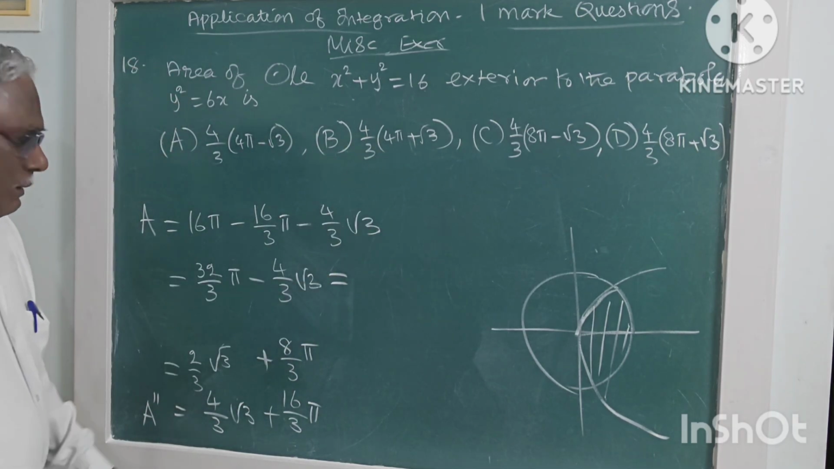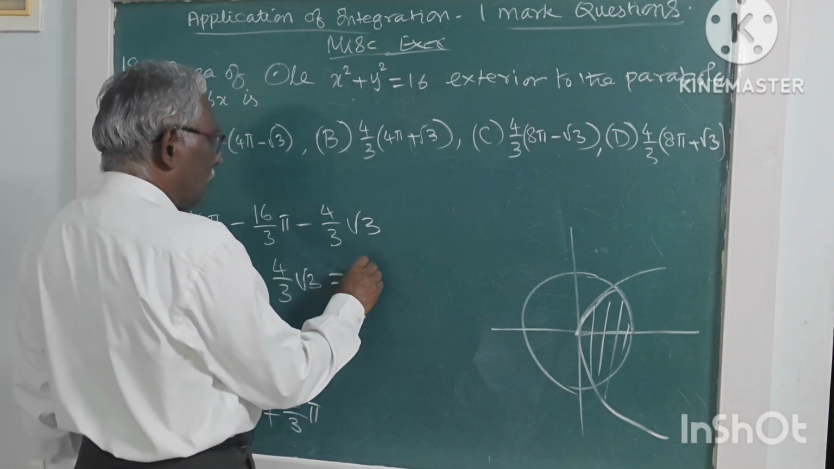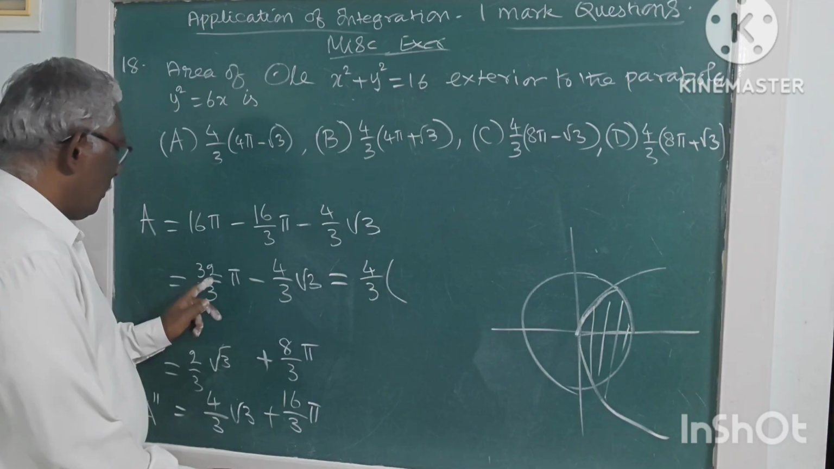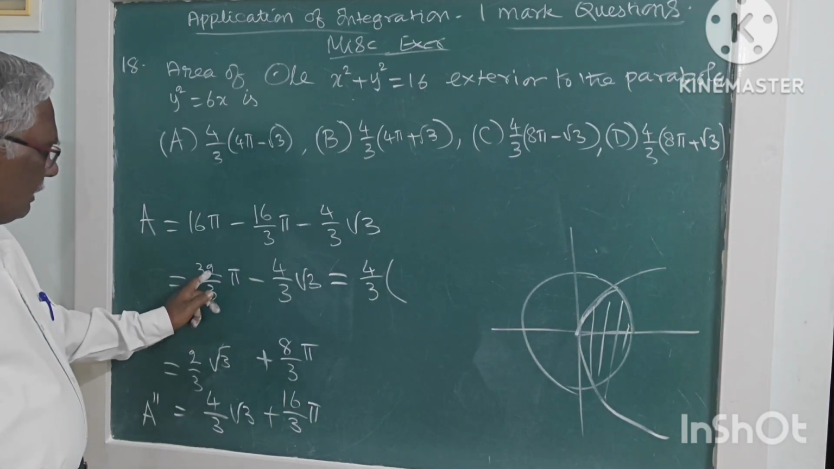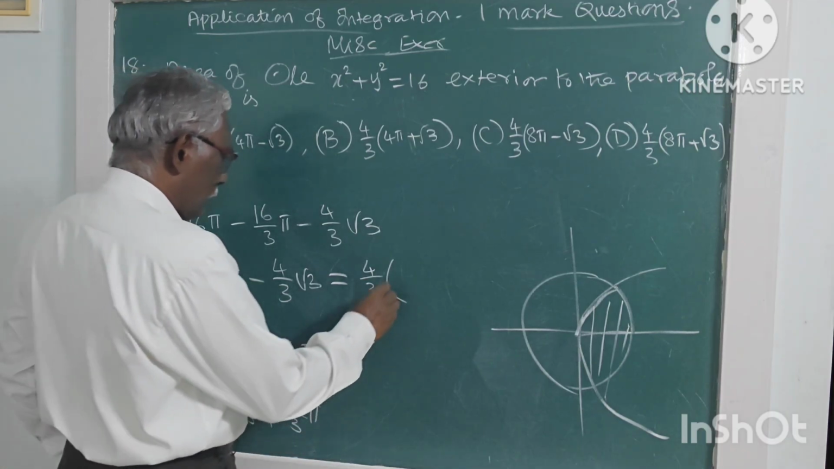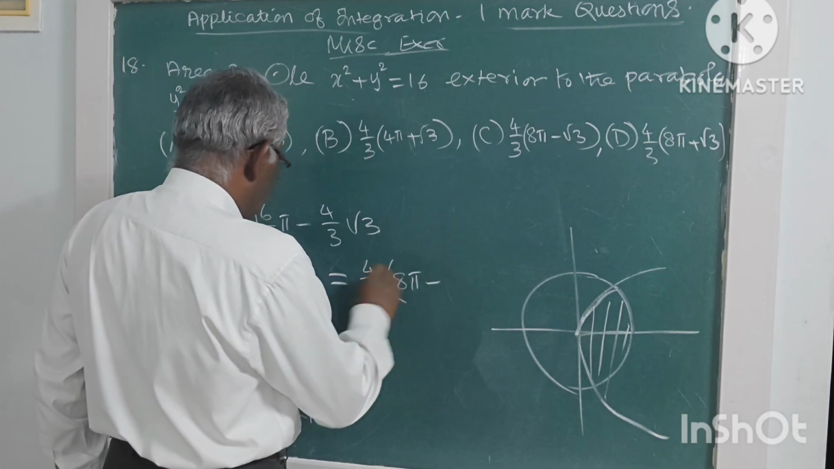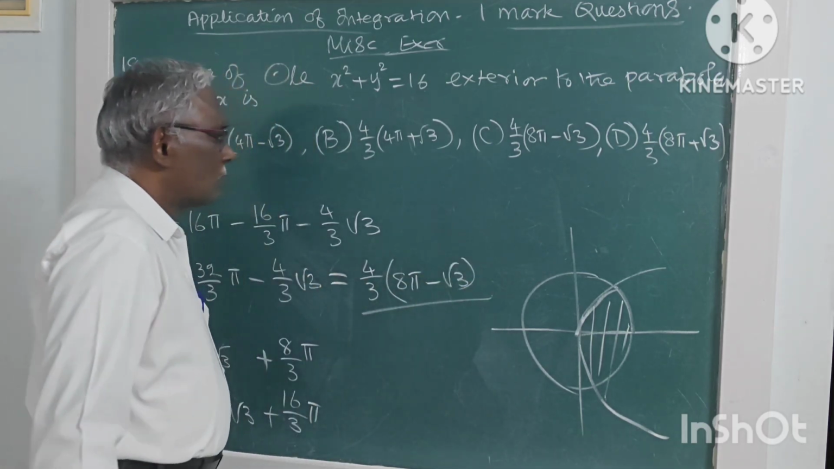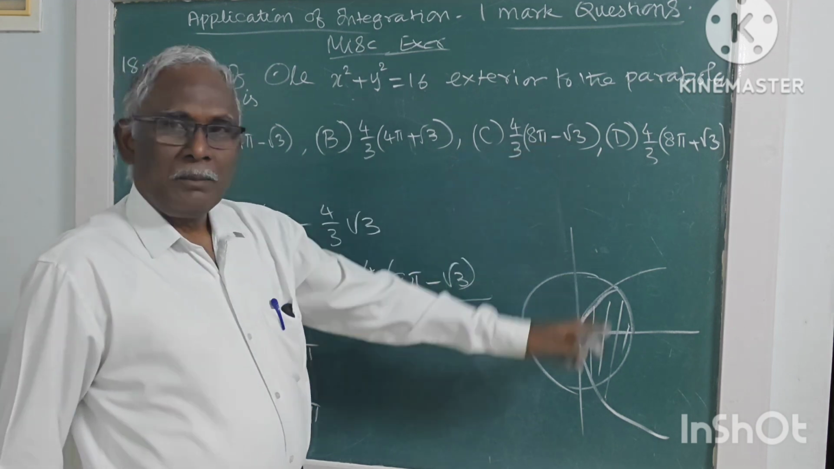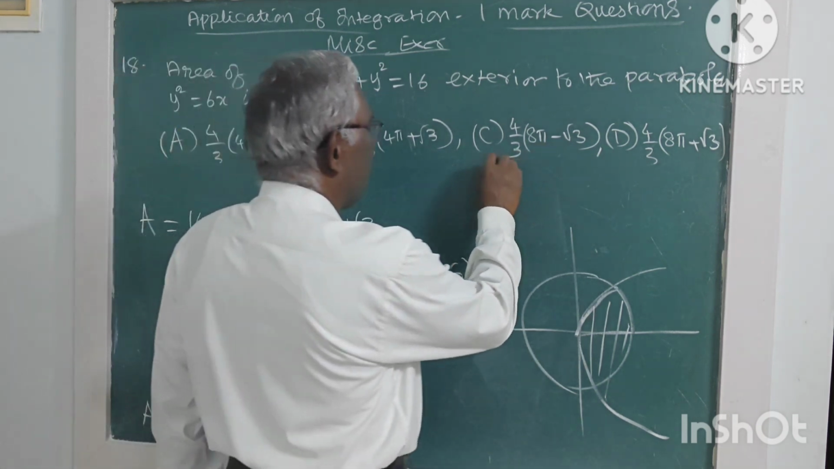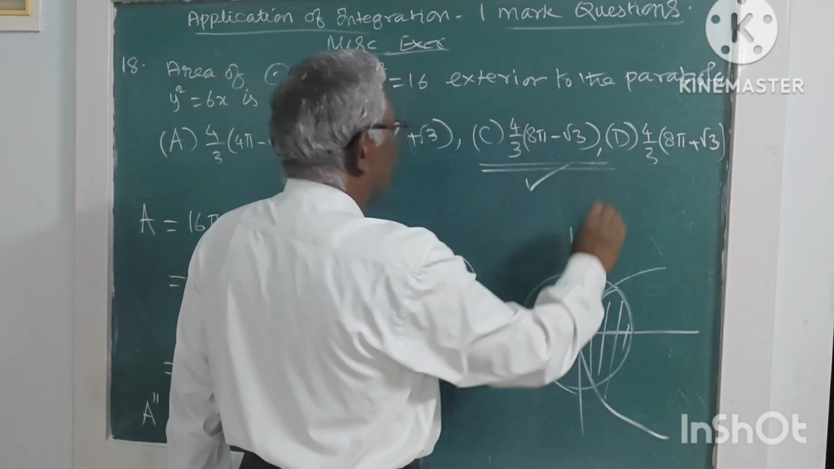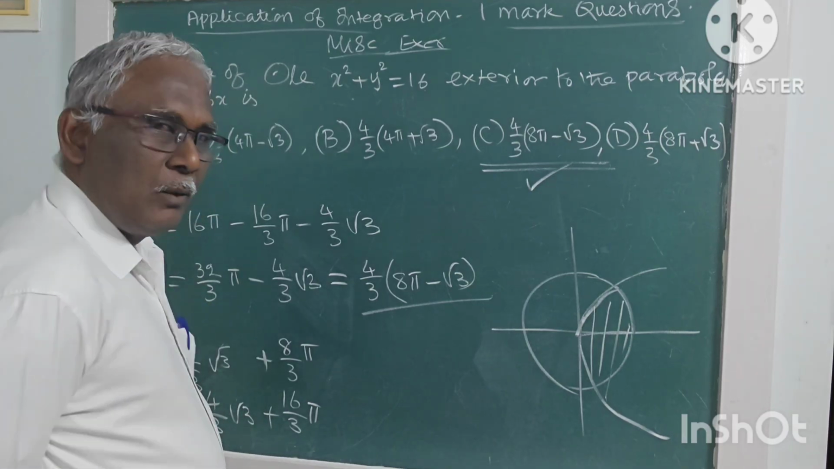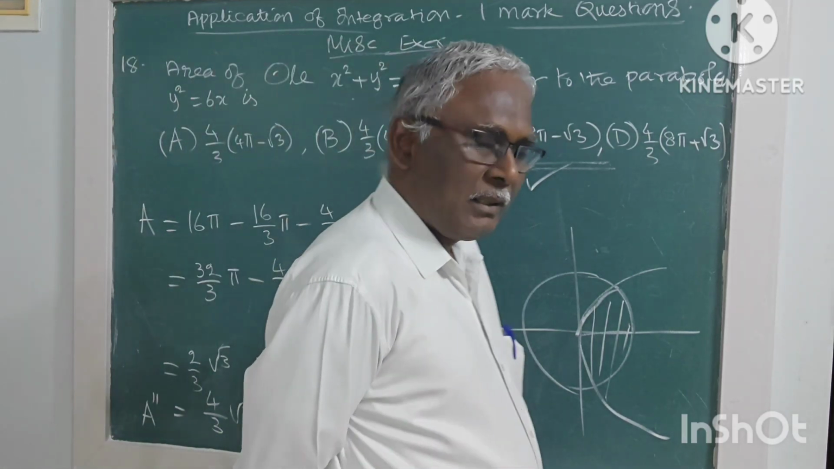Everywhere 4 by 3 is there, so we'll take 4 by 3 outside. Then comes 4 by 3, 8 pi minus root 3. So C is the answer. I don't know any other shortcut method.